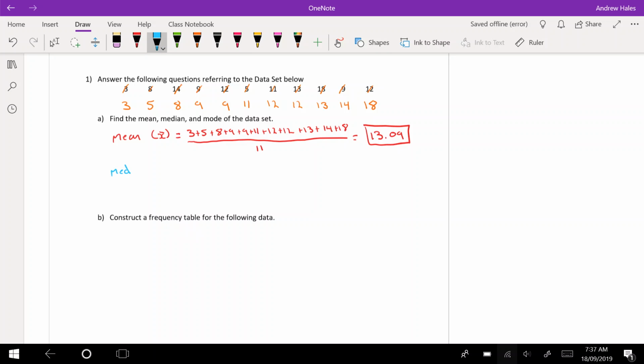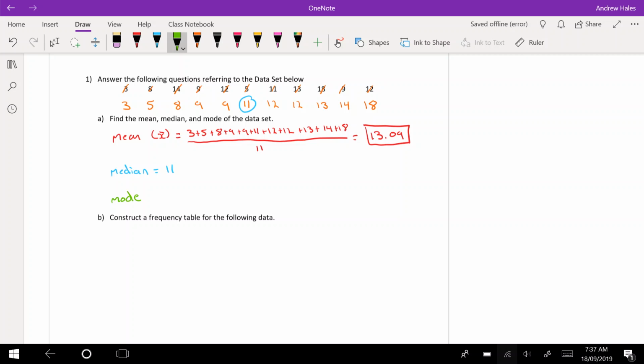The median, that's just my middle value. Luckily for me, there are only 11 data points, and so that middle value is just going to be exactly in the middle. 1, 2, 3, 4, 5. 1, 2, 3, 4, 5. That means this is the middle. Your median is 11.